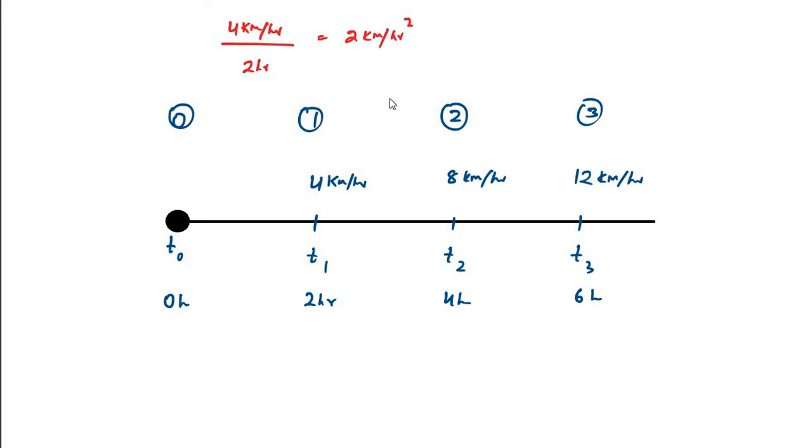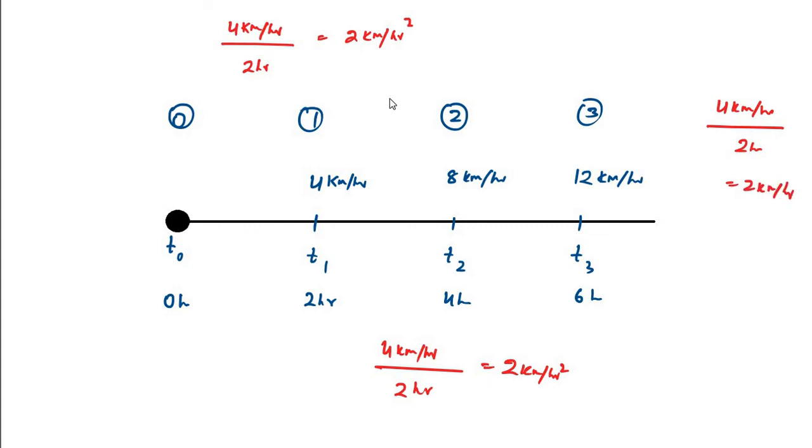Again, for this time slot from 1 to 2, the change in velocity is 8 minus 4, again 4 kilometer per hour. That is the change in velocity. 8 minus 4 divided by the time taken, 4 minus 2, 2 hours. Again it is 2 kilometer per hour square. Again for the time slot from 2 to 3, the change in velocity is 12 minus 8, final minus initial. 12 minus 8, that is 4 kilometer per hour, time is 2 hour. Again 2 kilometer per hour square.